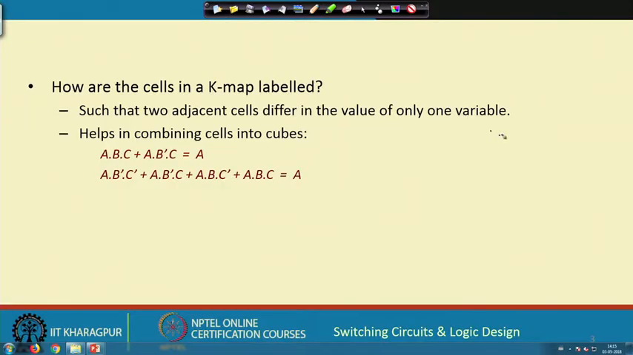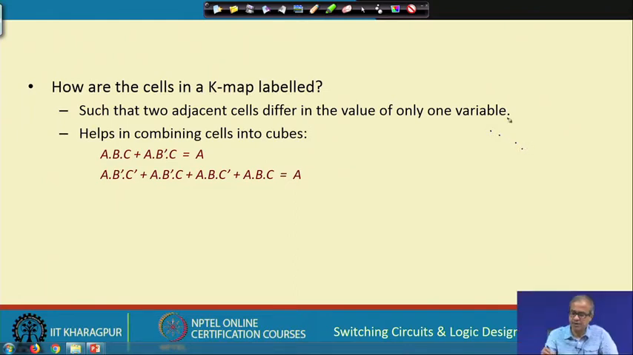Suppose originally I have an n-variable function. If I make a 2 cube, it becomes n minus 1. If I make a 4 cube, it becomes n minus 2. If I make an 8 cube, it becomes n minus 3, and so on. So, the product terms will become smaller and smaller.